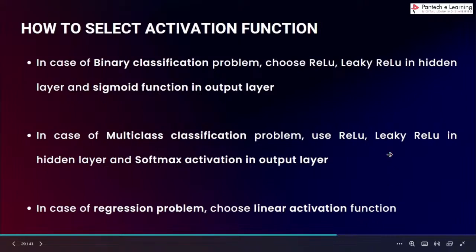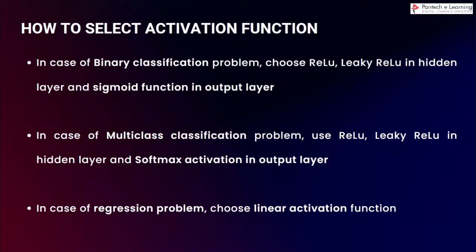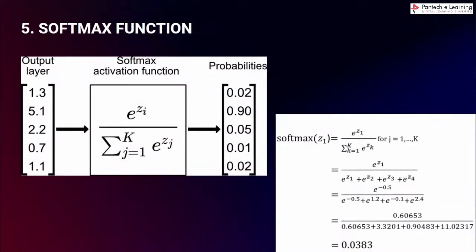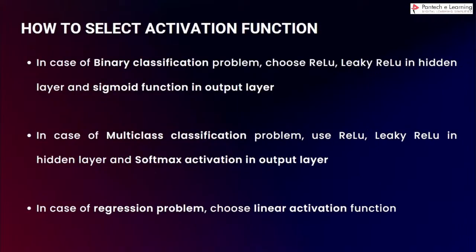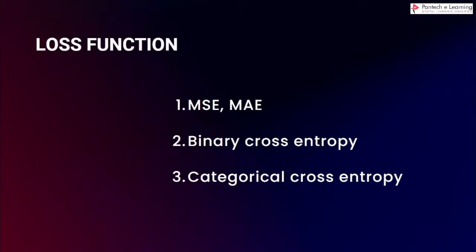Once again, is it clear how to select the activation function? In case of a binary classification problem, ReLU is chosen and leaky ReLU is optional in the hidden layers. But in the output layer, you have to go with the sigmoid function because the output you want is either 0 or 1 and it can be obtained with the sigmoid function. In case of a multi-class classification problem, you will use the same ReLU and leaky ReLU in the hidden layers, but softmax in the output layer because you want to get the most probable one. And in case of a regression problem, we choose the linear activation function.